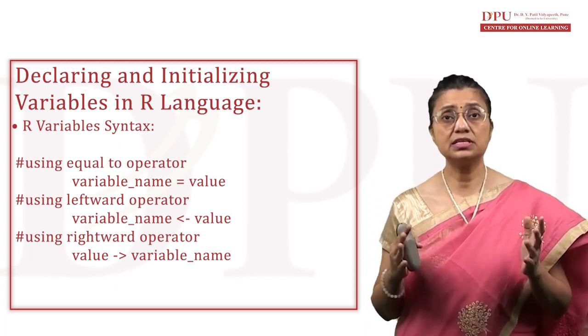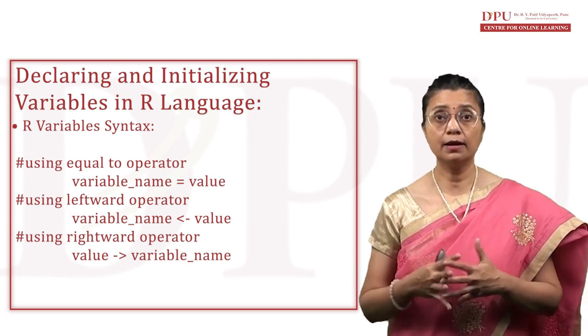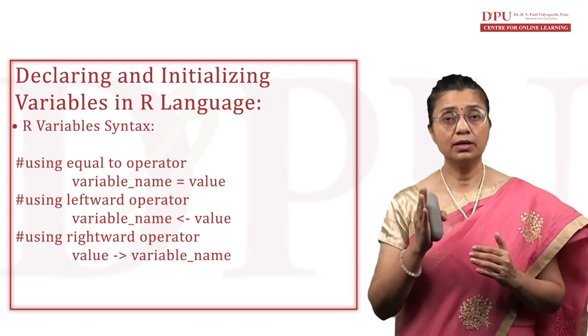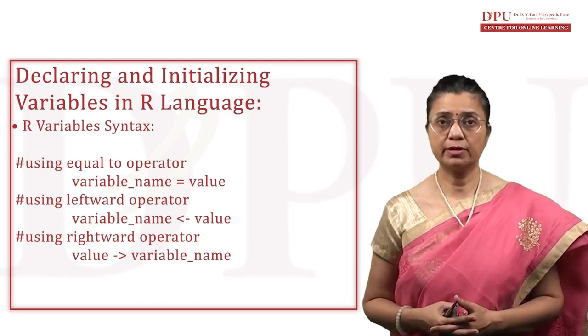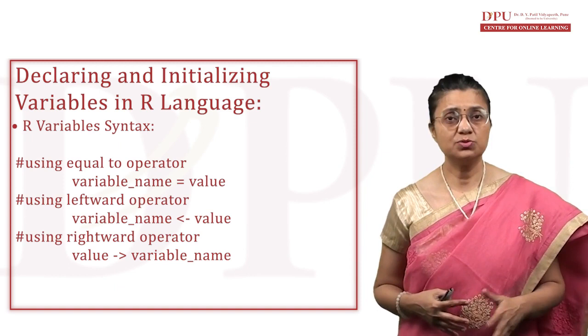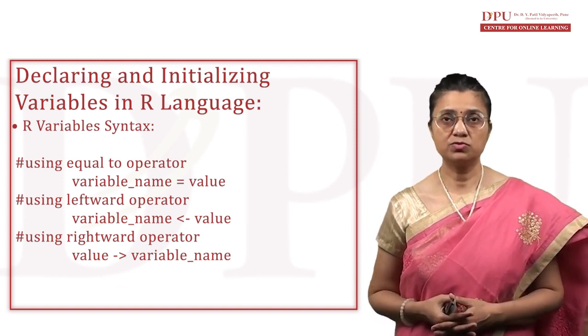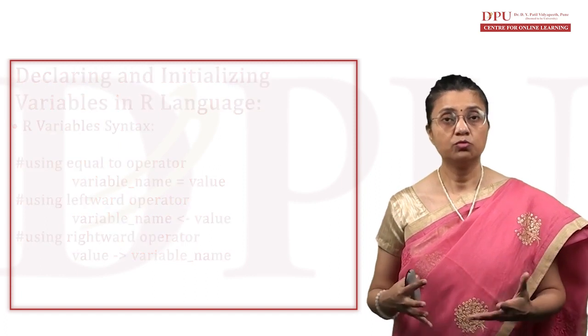In some countries, the equal to sign is popular, like in India. In certain countries like the USA, the less than symbol and minus sign is popular as the assignment operator. And in some countries, we write the value first and then the variable name. So it totally depends on which country you are working from.